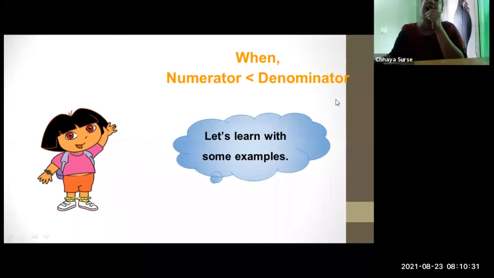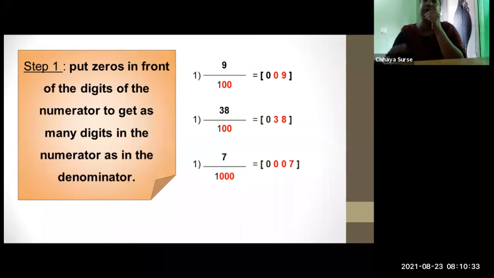Now let's see some examples. Now what is here? This is 9 upon 10. 9 upon 100 is here. And here 38 upon 100. And here 7 upon 1000. So what is the rule? The number of decimal places and the number of zeros in the denominator should be equal. So how many digits are here?